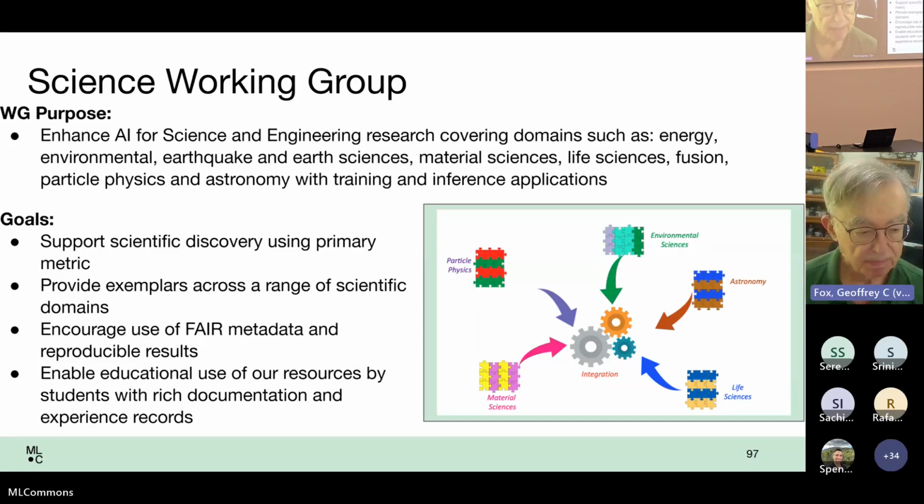And we also have quite a lot of interest within the working group on using FAIR metadata and getting reproducible answers. And maybe another general point is that we find our benchmarks are used as much in education as in research because they provide well-documented examples. Next slide.